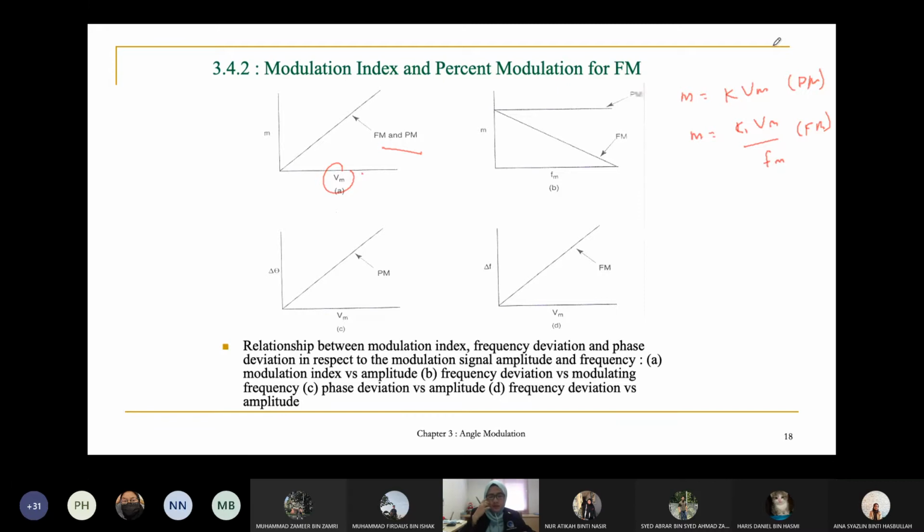Okay, so next is delta. Delta theta. For phase modulation, if we increase Vm, then delta theta will also increase. Same for this one, if we increase Vm, then delta F will also increase. Okay, this one is based on M equals delta F over Fm.